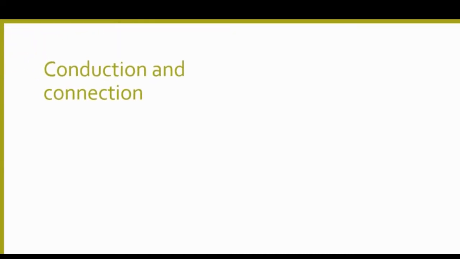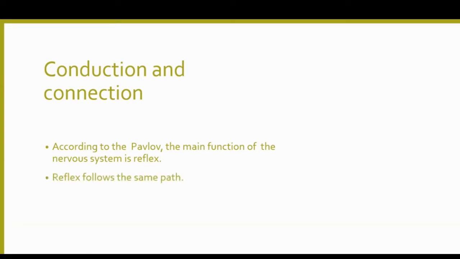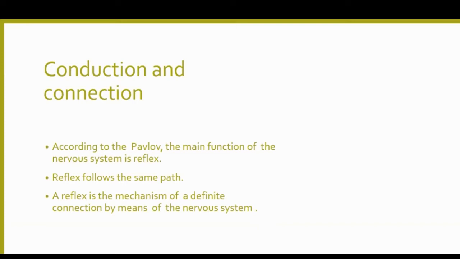Conduction and connection. According to Pavlov, the main function of the nerve system is reflex. Reflex is started by an external agent producing stimulation in the receptor, which is an afferent nerve. When this stimulation is conducted along the path of the afferent nerve to the central part of the nerve system, and then to the efferent nerve, a reaction takes place. Under certain circumstances, a given stimulus provokes a definite, always the same reaction. As a rule, the reflex follows the same nerve path. A reflex is the mechanism of a definite connection by means of the nerve system between the phenomena of the external world and the corresponding definite reaction of the organism.